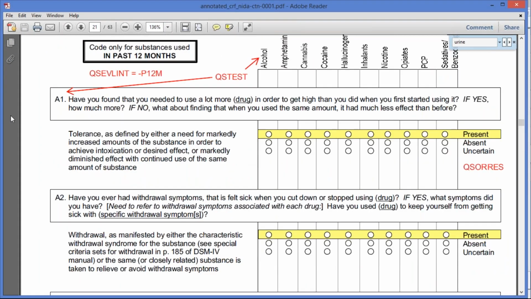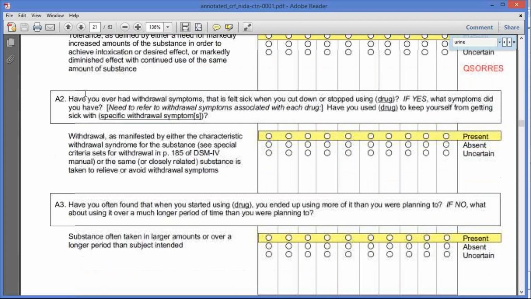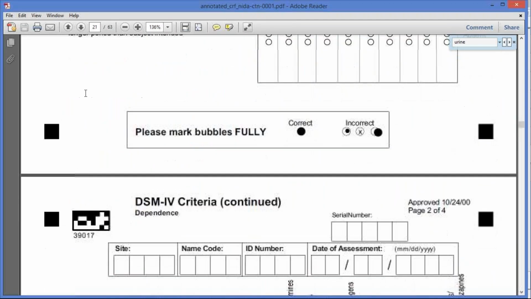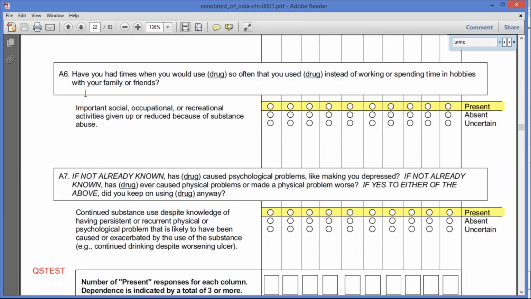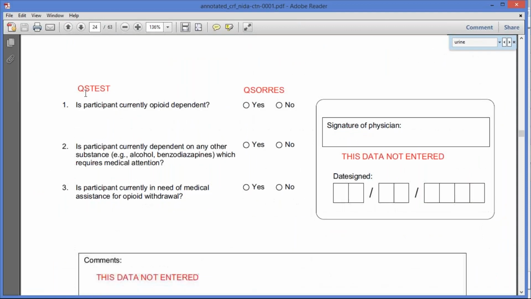Have you found that you needed to use a lot more drug? Second question, have you ever had withdrawal symptoms? It depends upon the study. All the questions are collected. Is the participant currently opioid dependent? Currently dependent on any other substance?